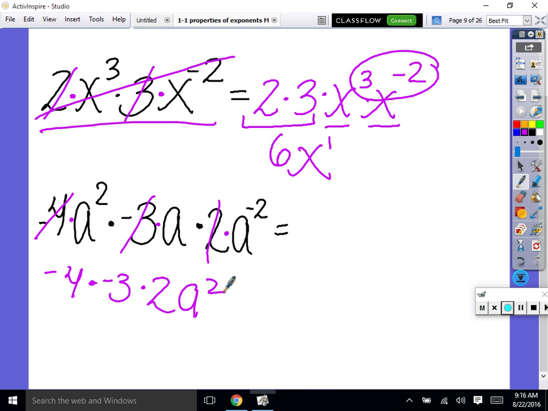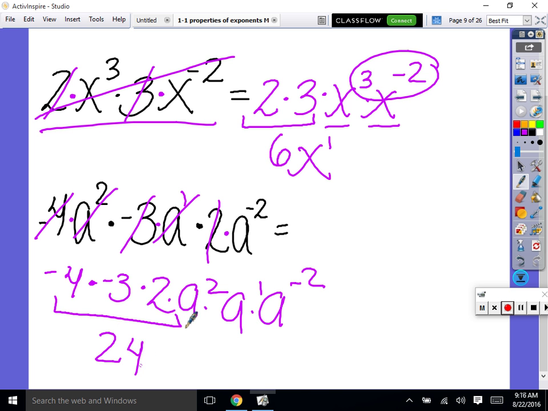So then we have a squared. We have an a to the what? 1. Good. And then we have a to the negative 2. And those are all being multiplied, just in a different order. So let's multiply that out. If you have a calculator, you could just use that. Negative 4 times negative 3 is 12. 12 times 2 is 24, right? We have 24. When you multiply, you add. So we're going to add these up, and we get a to the first. 2 plus 1 minus 2 is 1. So we have a to the first. Questions? 24, a to the first. Okay. We've got it then.